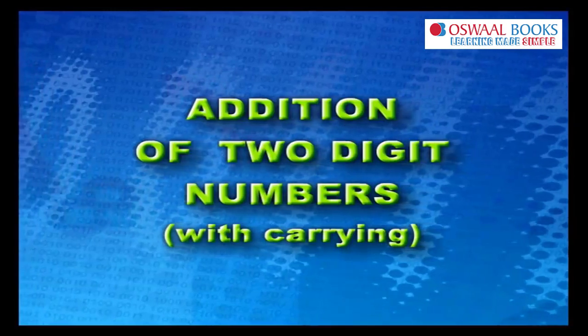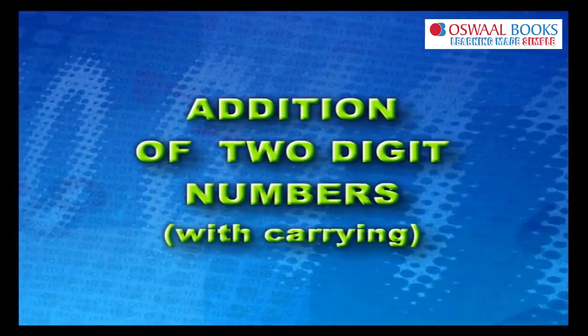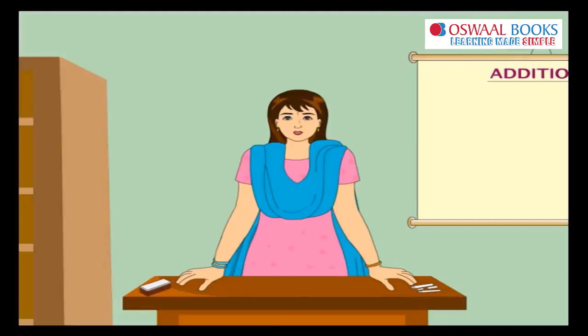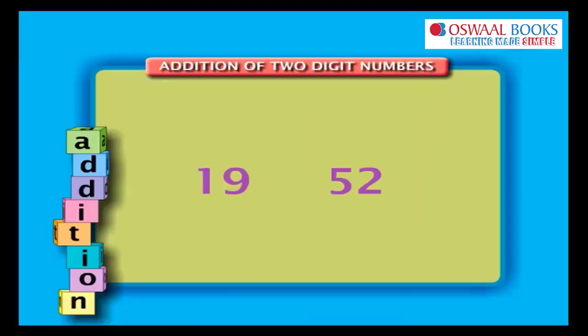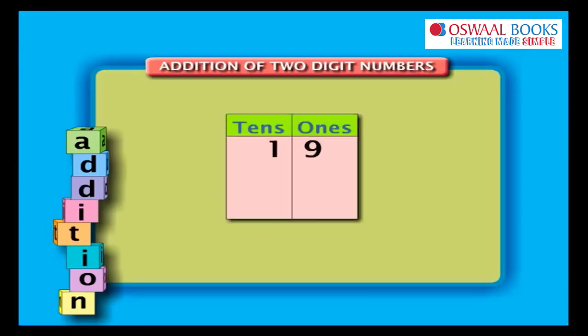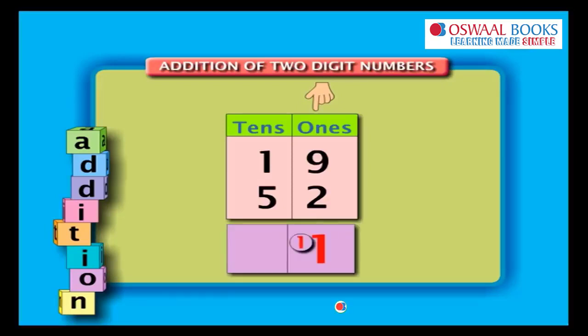Addition of 2-digit numbers with carrying. Let us understand this with some examples. Example 1. Add the numbers 19 and 52. Arrange them in columns. Add the ones column. 9 plus 2 is equal to 11. We cannot write 11, which is a 2-digit number, below the ones column.